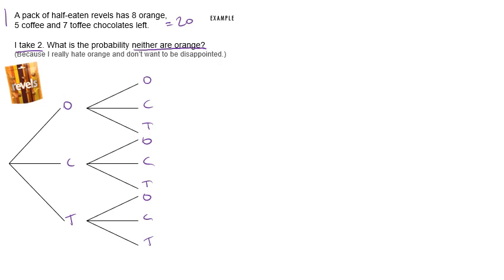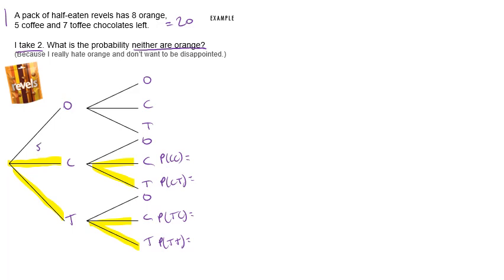So for neither to be orange, it could be coffee then coffee, or coffee then toffee, toffee then coffee, toffee then toffee. So there's 4 possibilities we could have which won't include being orange. So let's put in the probabilities for these ones.